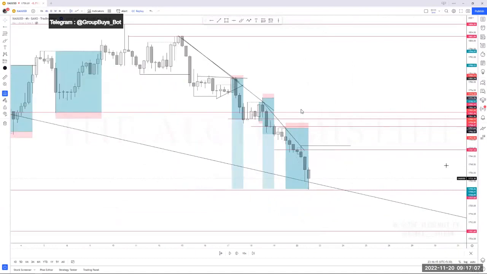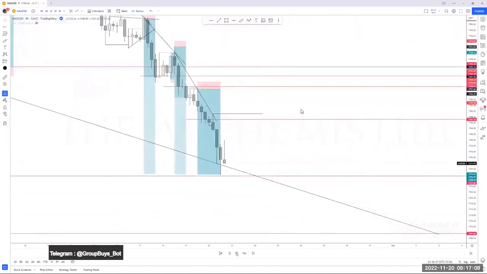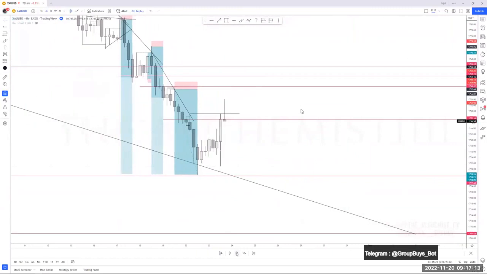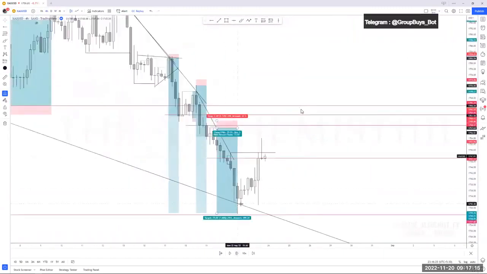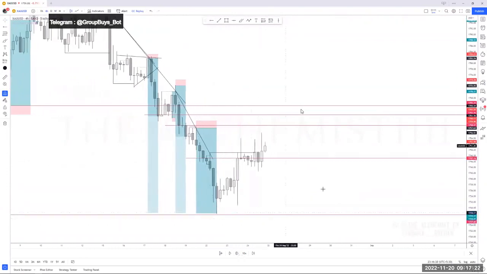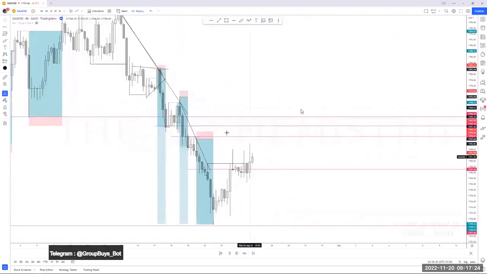Okay, let's see. 4-hour time frame. There we go. Yeah, there we get the breakout structure after closing above the trend line. We get a breakout structure on the 4-hour. So now until it gets into these areas, what do we do? We buy it.